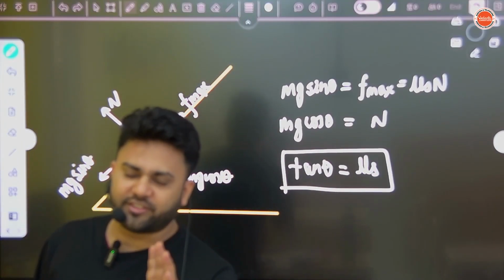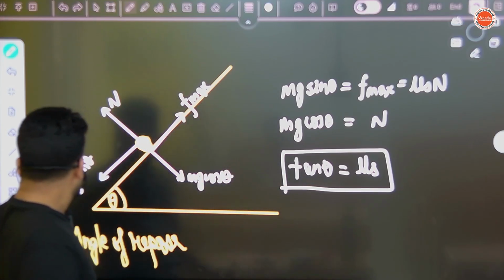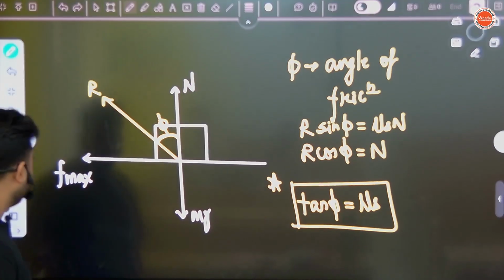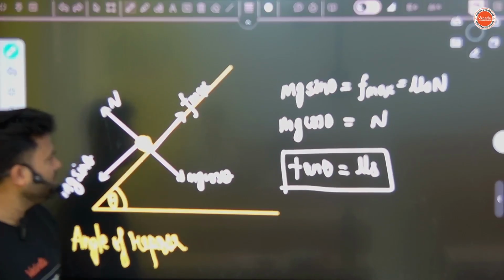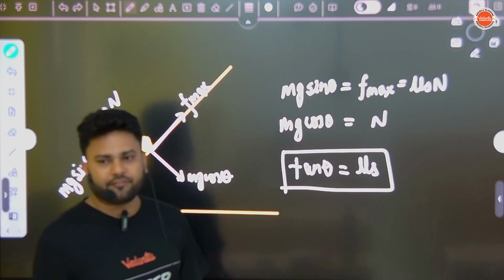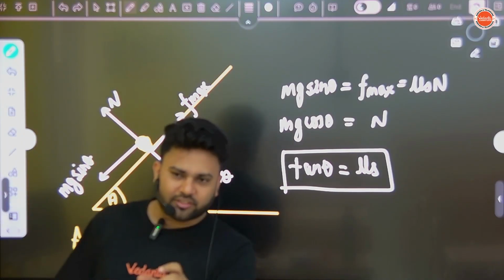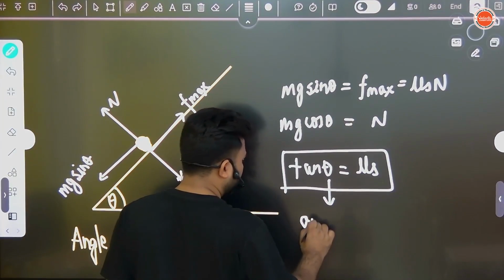So remember 2 points, this is very important. Tan of angle of friction equals coefficient of static friction, and tan of angle of repose is also equal to the coefficient of static friction. What is angle of repose? The maximum angle till the ball does not slide down. This theta is the angle of repose.